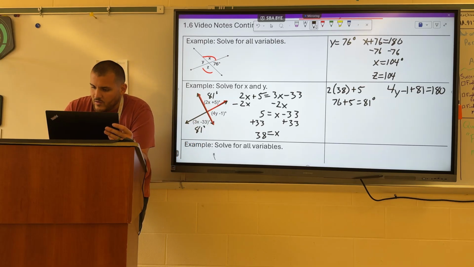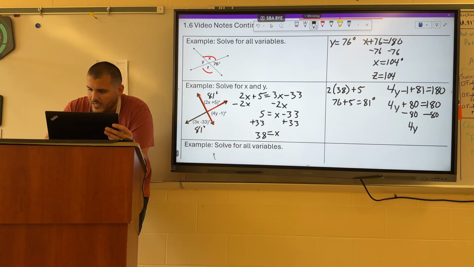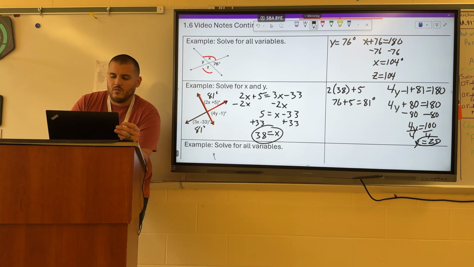Algebra from there, that negative 1 and 81 combine to give me a positive 80. And I can subtract 80 from both sides here to get 4y equals 100. Divide both sides by 4, and y is 25 in that problem. So x is 38, y is 25.